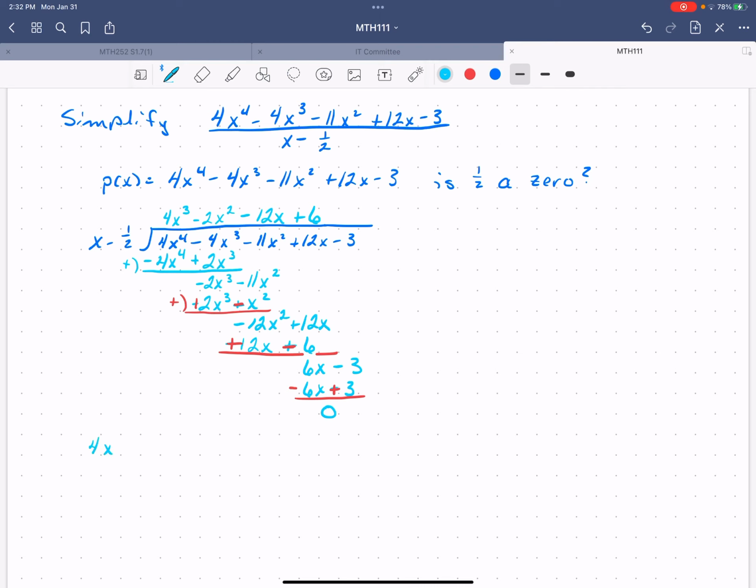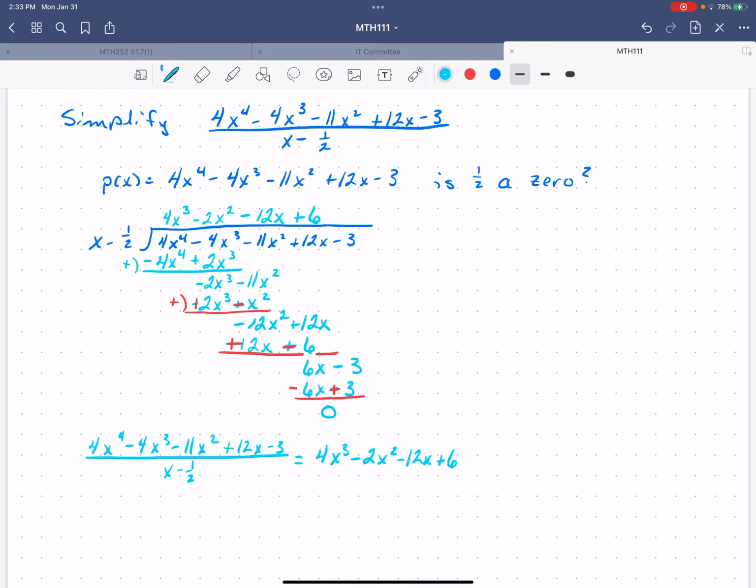So my result would be, 4x^4 - 4x^3 - 11x^2 + 12x - 3 divided by x - 1/2 is equal to 4x^3 - 2x^2 - 12x + 6. Okay, that's long division. Let's try this with synthetic division.